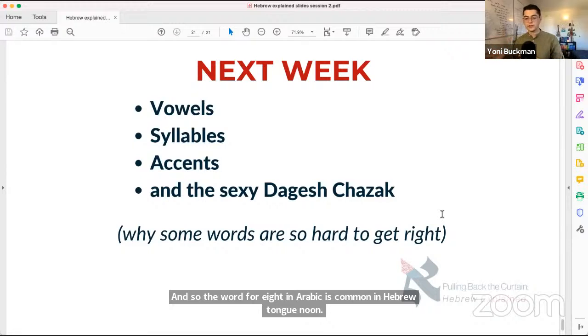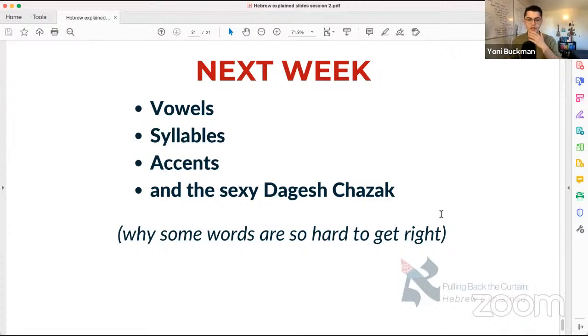We're going to talk about syllables. We're going to talk about accents, and those trope marks, those cantillation marks. I forgot to put it in here, but we're also going to talk about letters that disappear, which make it even harder to figure out how roots work. You have these liquid letters that dissolve somehow.